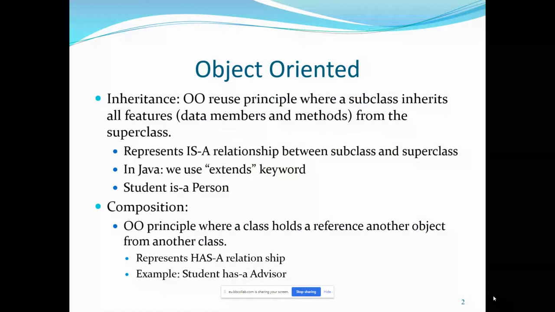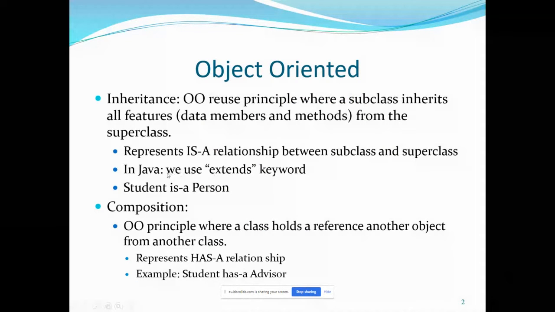Inheritance is an object-oriented fundamental principle where a subclass inherits all features from the superclass. And here we talk about all features that include data members and methods. Now, normally inheritance is a relationship that is represented as an is-a relationship between the subclass and superclass.